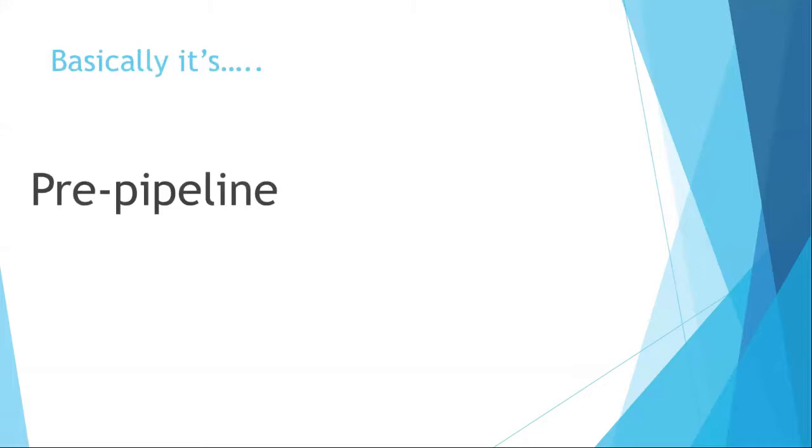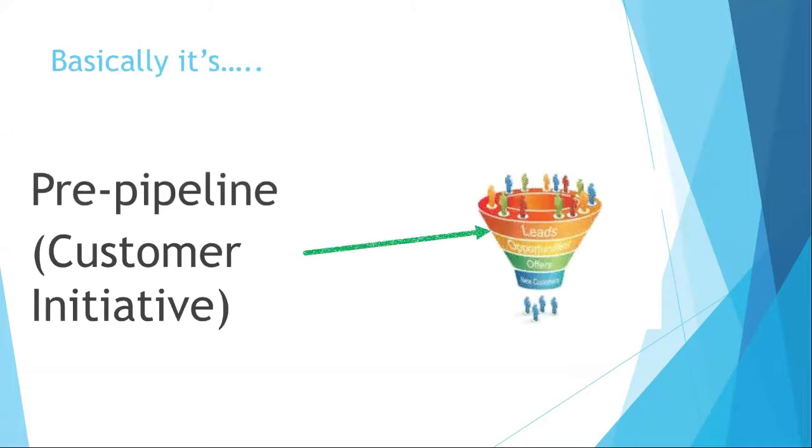Basically, it's PrePipeline, customer initiative. So what it allows me to do is capture some initiatives that the customer is doing, turn that into white space, and that's my PrePipeline. It's more than a lead, but it's not quite an opportunity. There's a lot of benefits to capture this PrePipeline information or revenue, and we'll show you that and give you some examples why that's very important to capture that PrePipeline or white space.